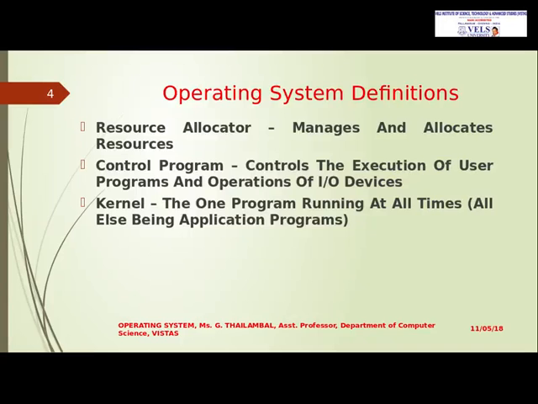The operating system can be defined as a resource allocator. What is meant by resource allocator? Resources like CPU, memory and I/O devices need to be allocated by the operating system. That's why it is called a resource allocator. It can also be called a control program. What is meant by control program? It controls all the programs and the operations of I/O devices. That's why the OS is called a control program.